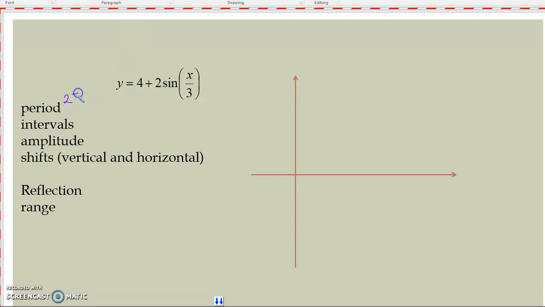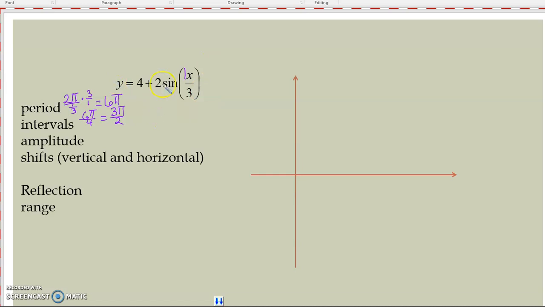Period is typically 2 pi, but we have a c value of 1/3. Okay, so we're going to divide by that c, which means we're going to keep change and flip and give us a new period of 6 pi. Now we're going to take 6 pi and divide it into 4 sections, and we'll reduce that to 3 pi over 2. So each tick mark is 3 pi over 2 apart from each other.